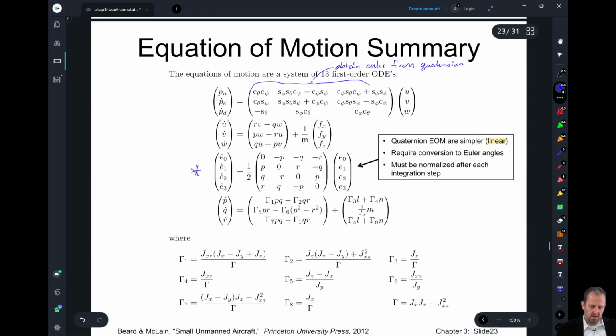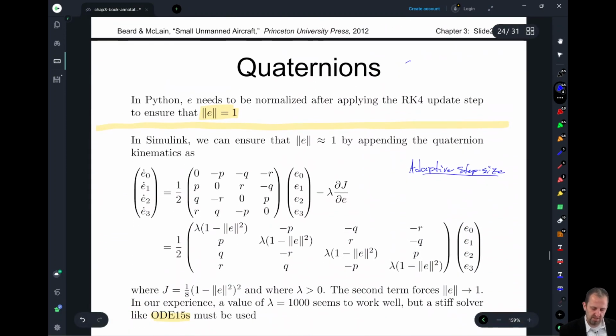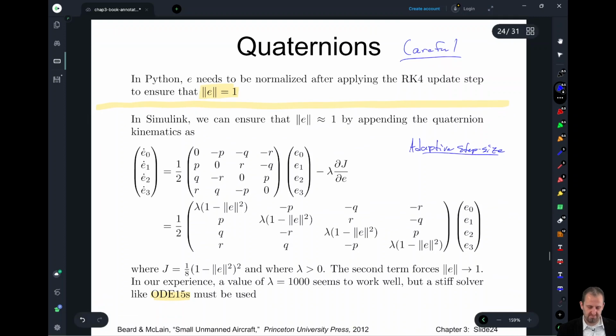So equations of motion are simpler, but just be careful. It needs to be a unit quaternion. Okay, excellent. So now we've defined our equations of motion in both Euler angles and quaternions. And in the next lecture, we'll talk about how we use these time derivatives to simulate our system.